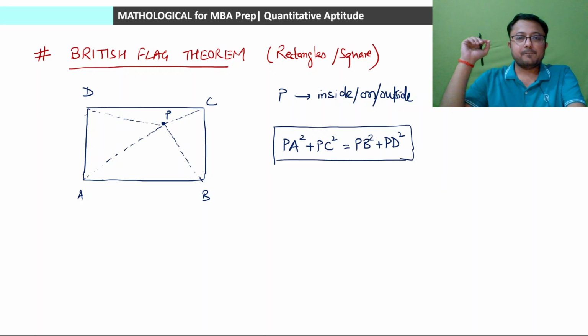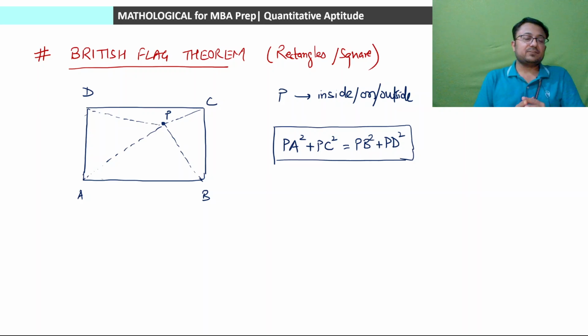Okay. Which implies distance of the point from opposite vertices, ठीक है, डिस्टेंस ऑफ द पॉइंट फ्रॉम वर्टेक्स ए का स्क्वायर प्लस डिस्टेंस ऑफ द पॉइंट फ्रॉम वर्टेक्स सी का स्क्वायर, दैट इज इक्वल टू डिस्टेंस ऑफ द पॉइंट पी फ्रॉम वर्टेक्स बी का स्क्वायर प्लस डिस्टेंस ऑफ पॉइंट पी फ्रॉम वर्टेक्स डी का स्क्वायर.